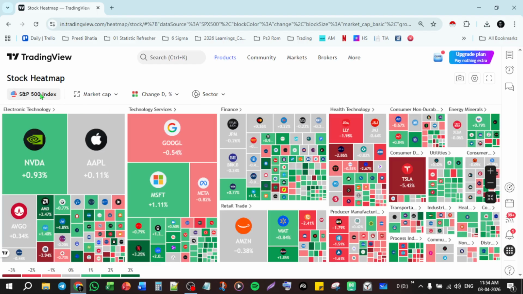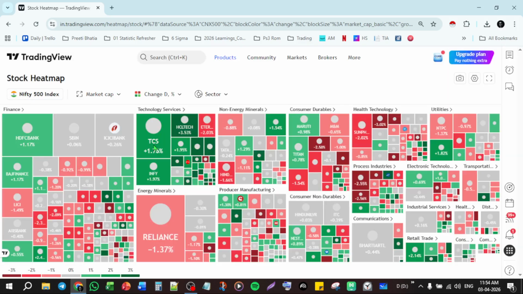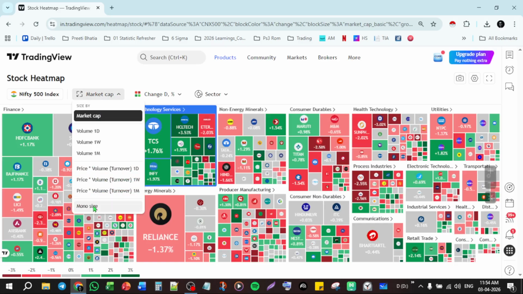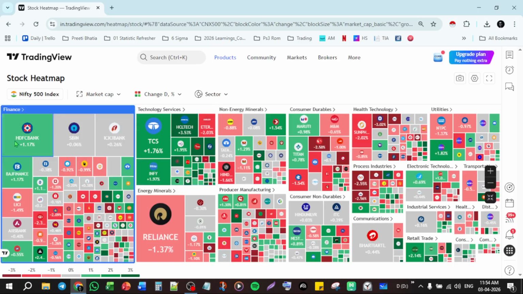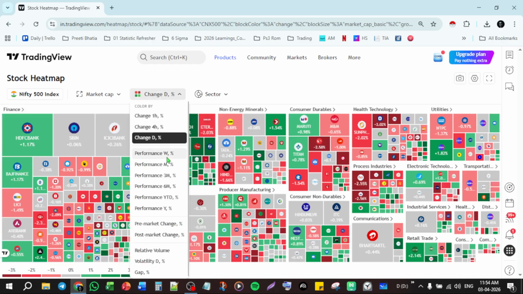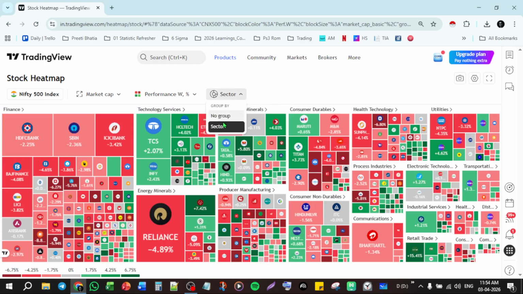Over here, don't select all Indian companies, okay? Select Nifty 500. You get quality stocks. Over here, you can see size by. I'm saying market cap, meaning whatever I see, I'll see market cap. And here, performance weekly. And here, it should be only sector.